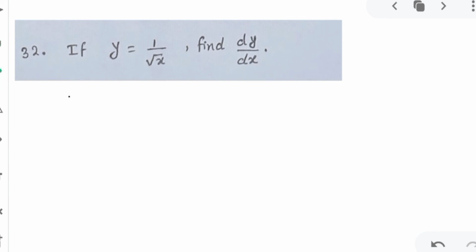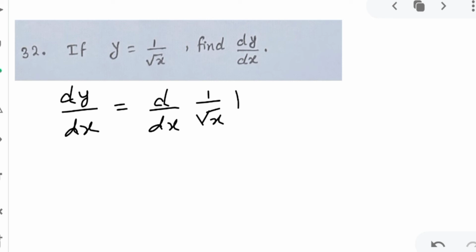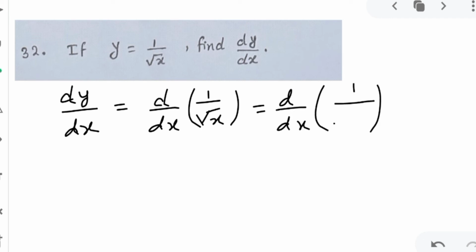Okay, so we have to find dy upon dx, and y is given as 1 upon root x. So I am writing y as 1 upon root x. And I told you many times, this is every type of function. So first I will try to convert this into x to the power form. So 1 upon root x, I can write root x as x to the power 1 upon 2.